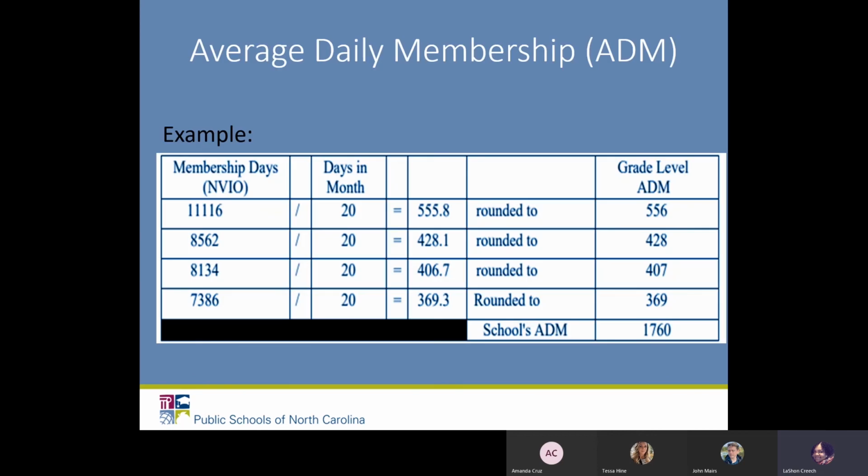This is an example of the ADM calculation for a school. It shows the membership days in VIO by grade and then divided by the days in the school month. The result is rounded to the nearest whole number. Remember when viewing the PMR to check and double check the membership last day and ADM numbers. ADM is a factor for funding. Be sure at least 2 different people are reviewing the PMR, 1 person at the school level and 1 person at the LEA level. The report should be reviewed and approved in Power School at both the school and LEA level.